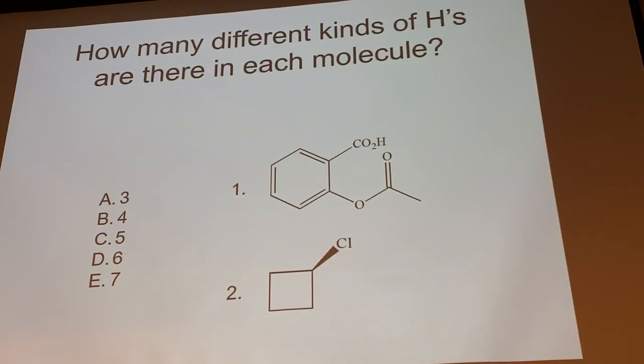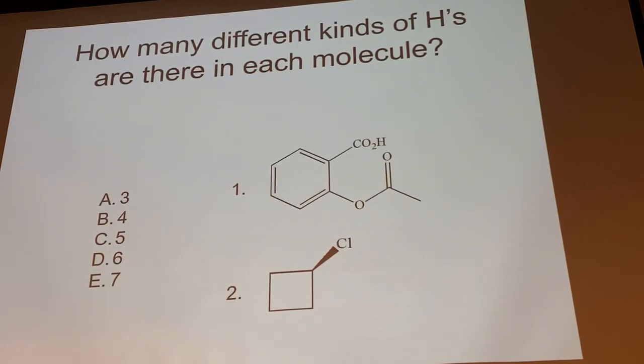Okay, hopefully you paused the video and answered the questions. Let's look at compound number 1. So we have a hydrogen on this carboxylic acid. We have a CH3 group on this ester. And then we have 4 hydrogens on this benzene ring. So, of course, the carboxylic acid hydrogen is its own set. The 3 hydrogens that are part of this ester are another set, and they're all equivalent to each other. So we're up to 2 sets of hydrogens. So the main question becomes, what about these 4 hydrogens? Are any of them equivalent to each other, or are they different?